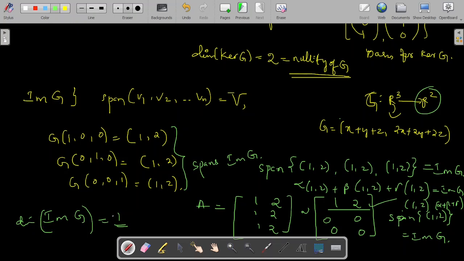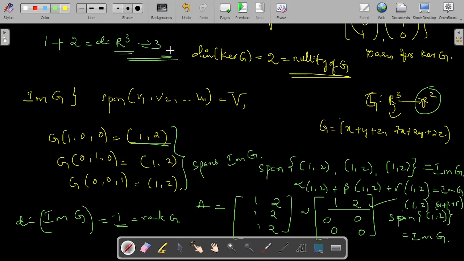So the dimension of the image of G is equal to 1, because you have to check whether these three are linearly independent. These three are not linearly independent. Only if you take a single vector does it become linearly independent. So (1, 2) spans the image of G as well as is linearly independent. So the number of elements in the basis is 1. Hence the rank of this transformation is 1. You can verify the rank-nullity theorem as well. Rank of G is 1 plus nullity of G is 2, which is equal to the dimension of the first vector space R cube, that is nothing but 3.